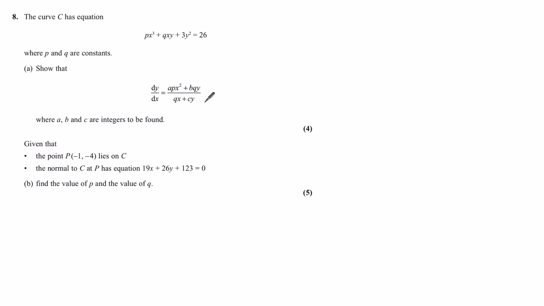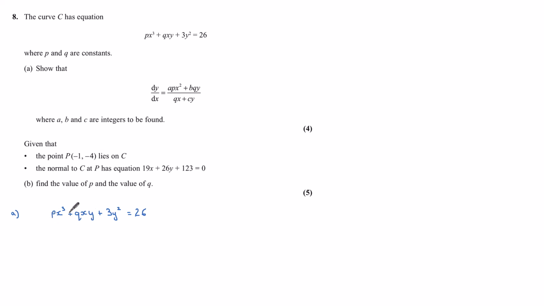So, part A then, we're starting with our equation of the curve, px cubed plus qxy plus 3y squared is equal to 26, and we want to find the derivative of this. Because this is an equation in terms of x and y, we're going to use implicit differentiation. With implicit differentiation, we're differentiating with respect to x, so anything just in terms of x is going to differentiate normally.